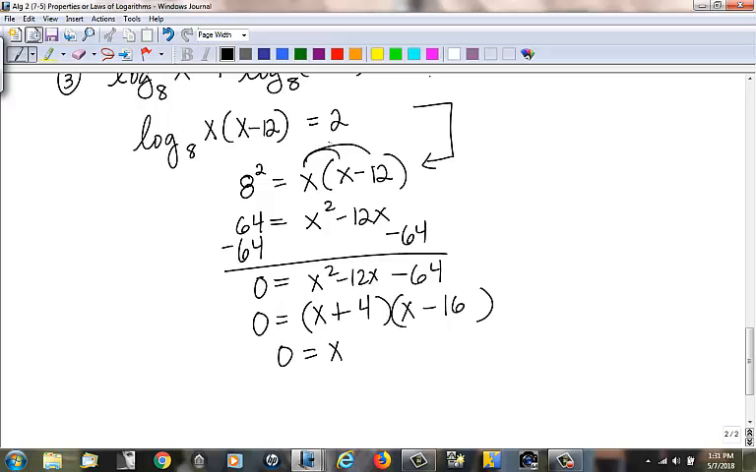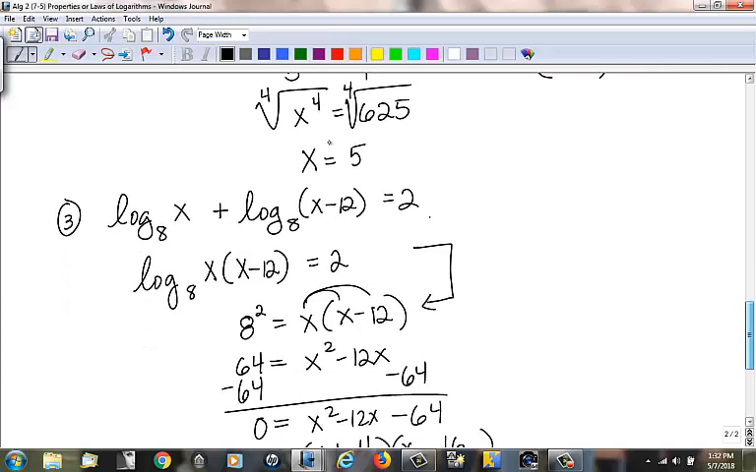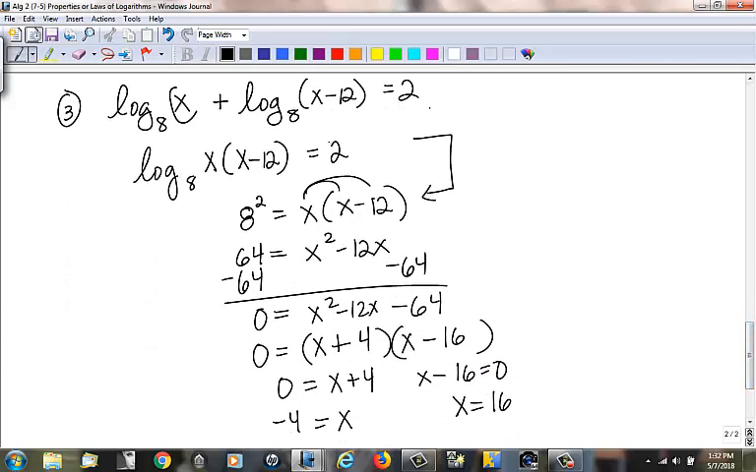Set those equal to 0. So x would equal negative 4. x minus 16 equals 0, so x would equal 16. On this one, you've got to check it back in the original. If you put negative 4 back in here, you'd be taking the logarithm of a negative number, and that's not possible. Same thing here. So this one you reject. Your only answer would be 16. You'd have to check 16 too, and it works.